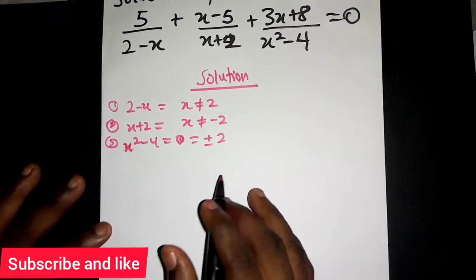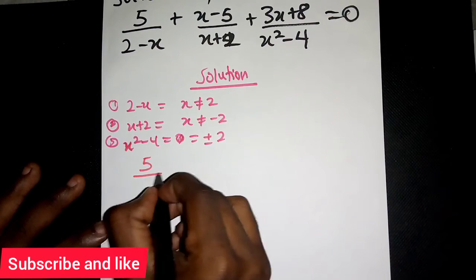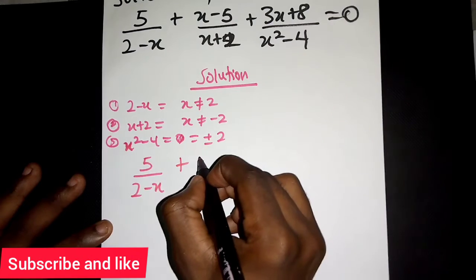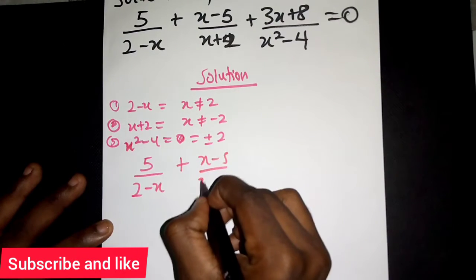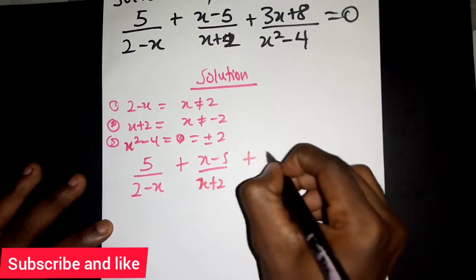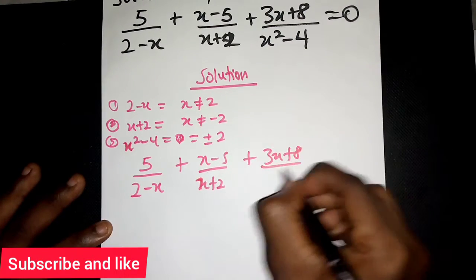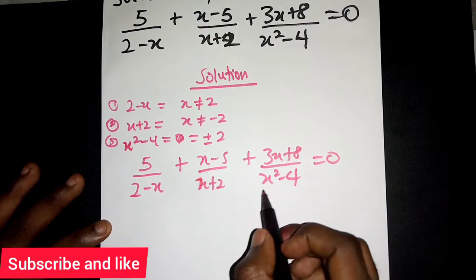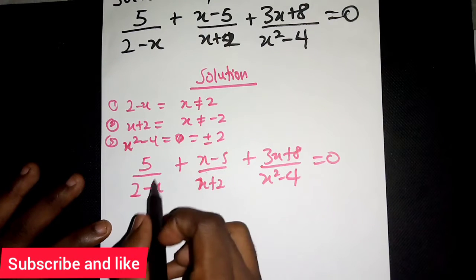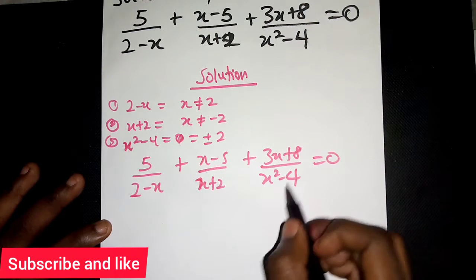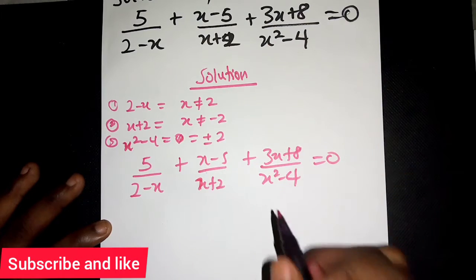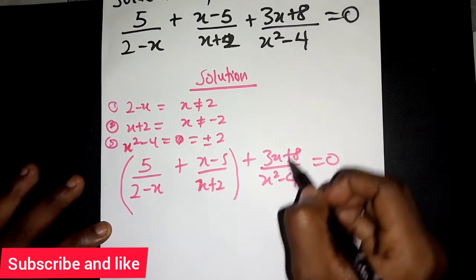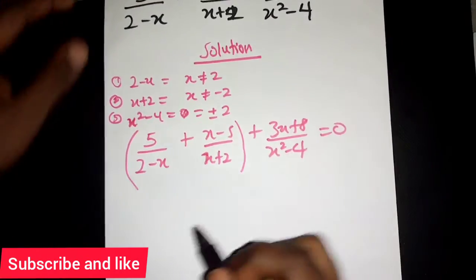Now let's go back to the equation. We have 5 divided by 2 minus x, then x minus 5 over x plus 2, plus 3x plus 8 over x squared minus 4. In solving this, look at the denominators. When I expand this, I'm getting something similar to this. So I'm going to take only this part, solve it, and then add it to this part. Okay, let's do that.